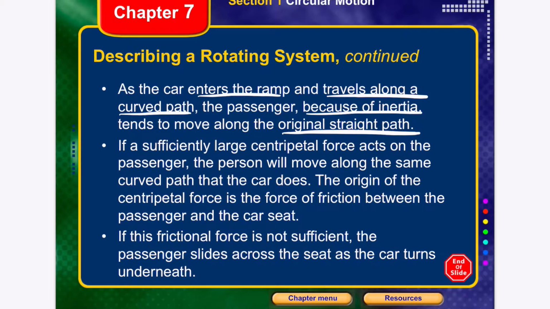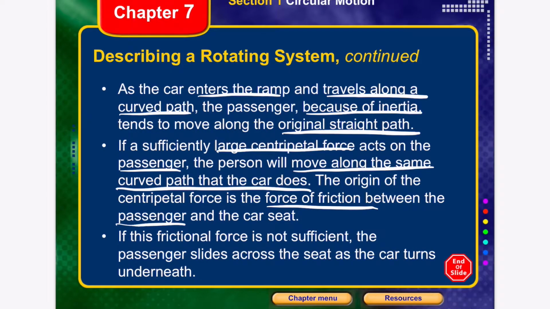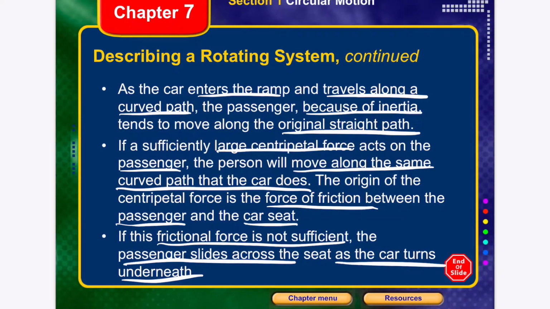Now, if a sufficiently large centripetal force acts on the passenger, the person will move along the same curved path that the car does. The origin of the centripetal force here is the force of friction between the passenger and the car seat. If the frictional force is not sufficient, the passenger will slide across the seat as the car turns underneath him. So, let's take a visual example of this.